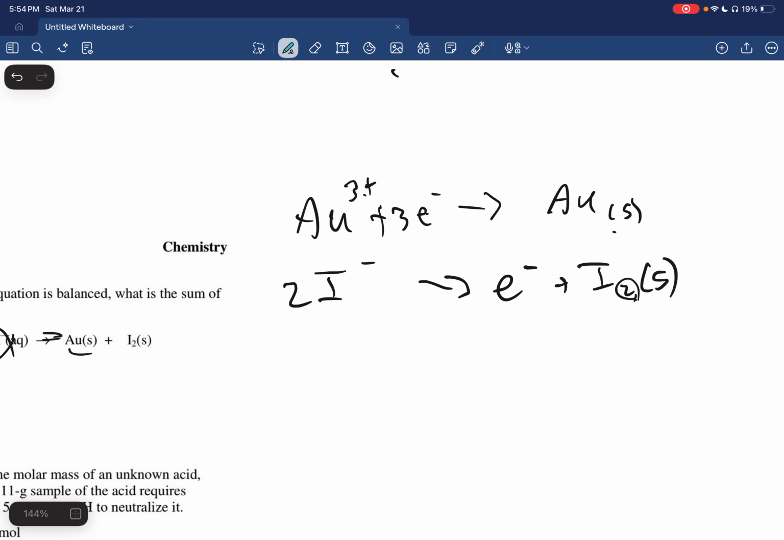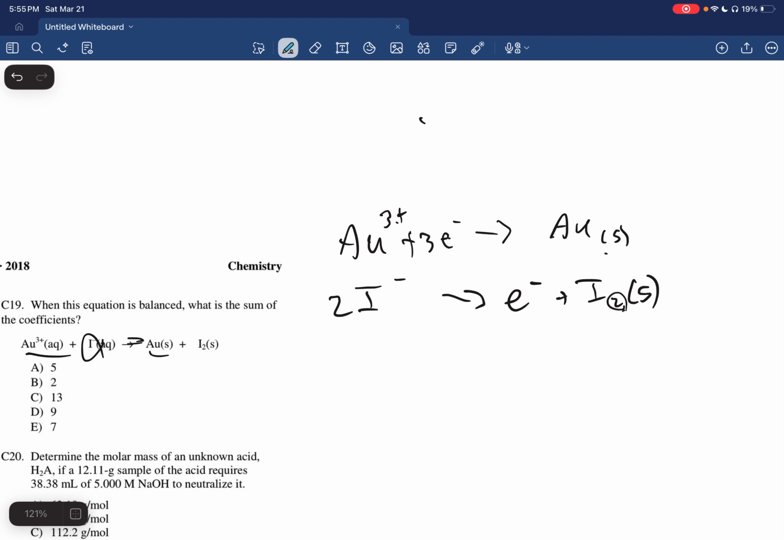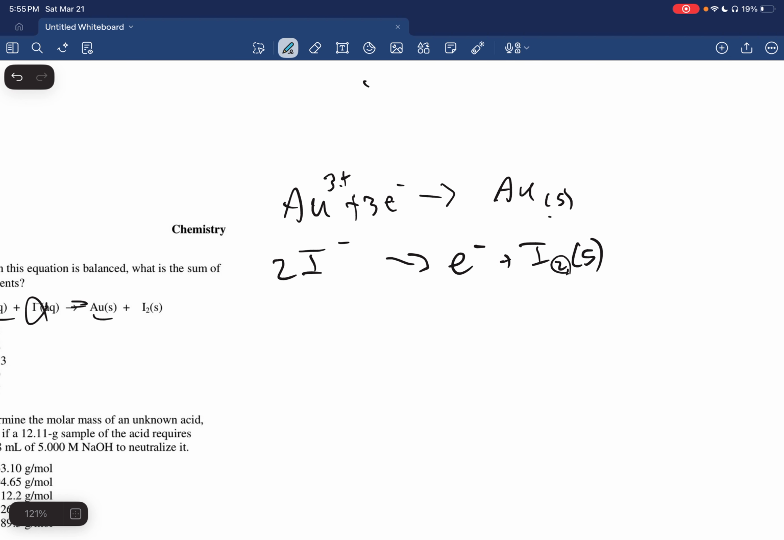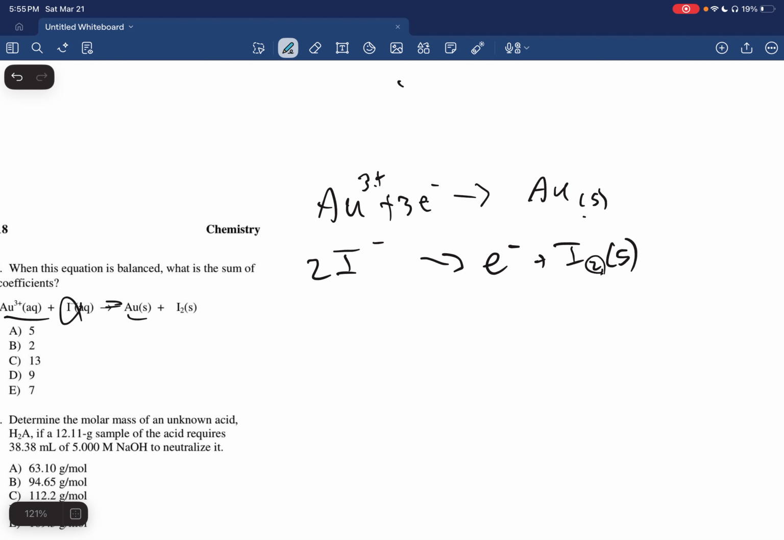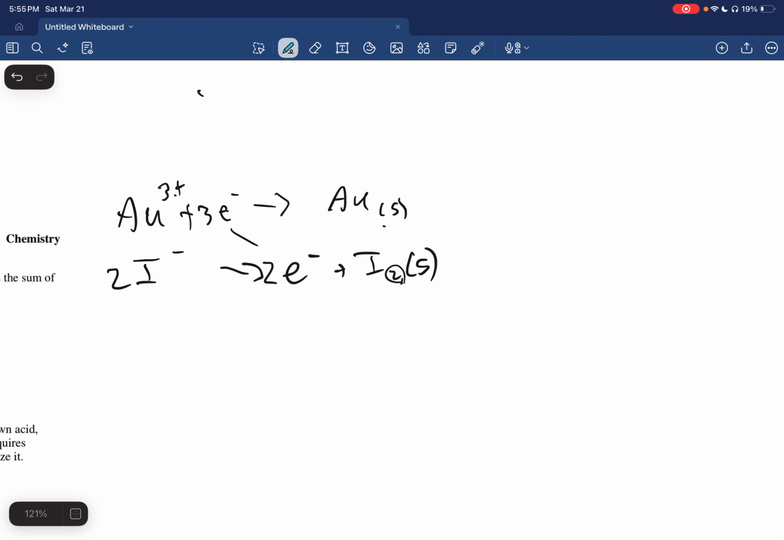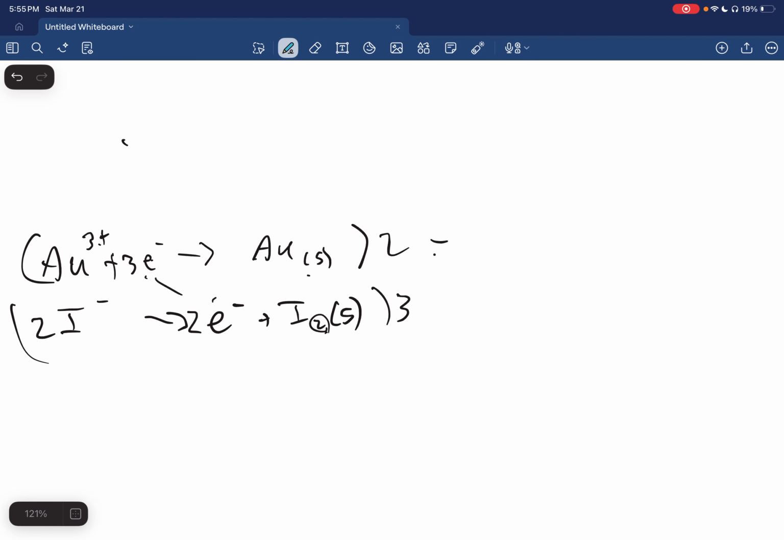But typically, in our chemical equations, we don't have electrons shown, so we need to cancel out these electrons. And like we did with the Hess's law thing, you can treat these chemical reactions like a math problem, where they'll cancel out if you treat it like a system of equations. So we need to make them the same, and we'll do that by multiplying this whole equation by 2 and this whole equation by 3, so we can get our electrons to equal each other.